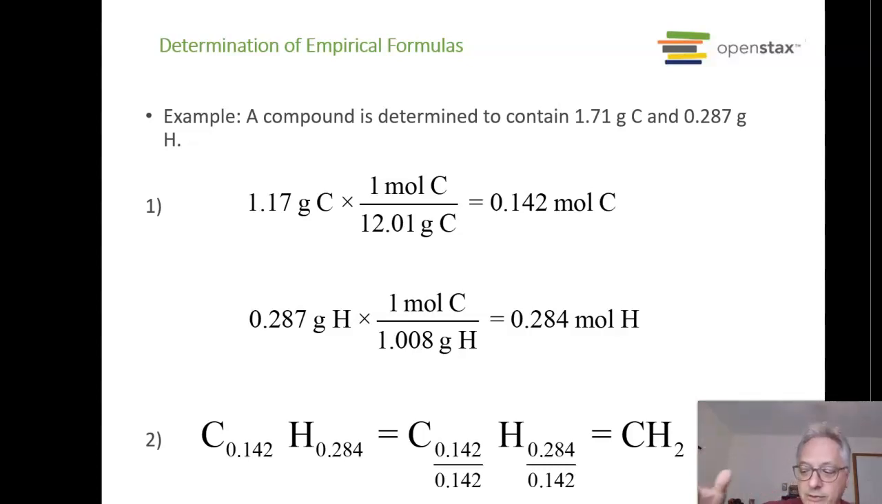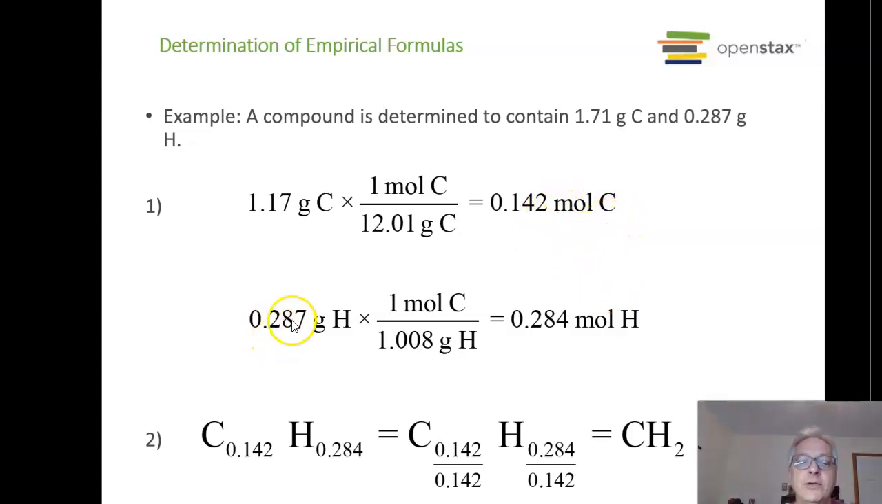So in glucose, I'd have 6 carbon atoms, 12 hydrogen atoms, and 6 oxygen atoms. So going ahead, once I have this information about grams, I convert those grams to moles, and I say 1.17 grams times 1 mole of carbon per every 12.01 grams of carbon. That gives me 0.142 moles of carbon.